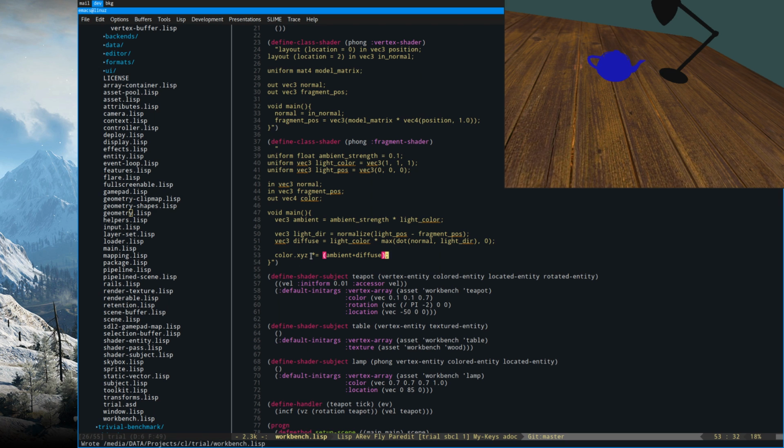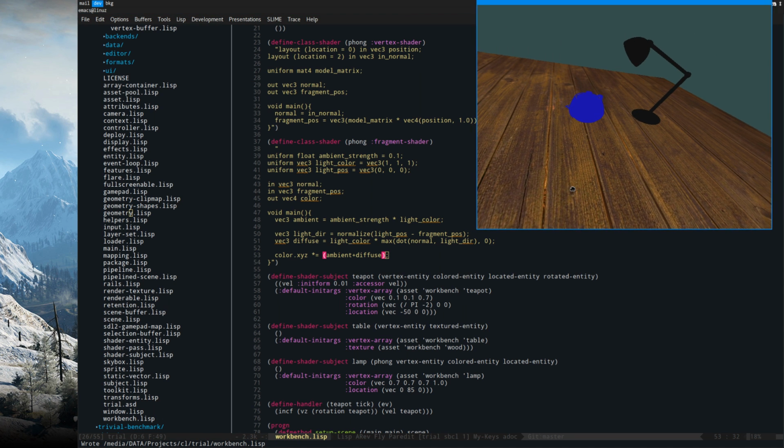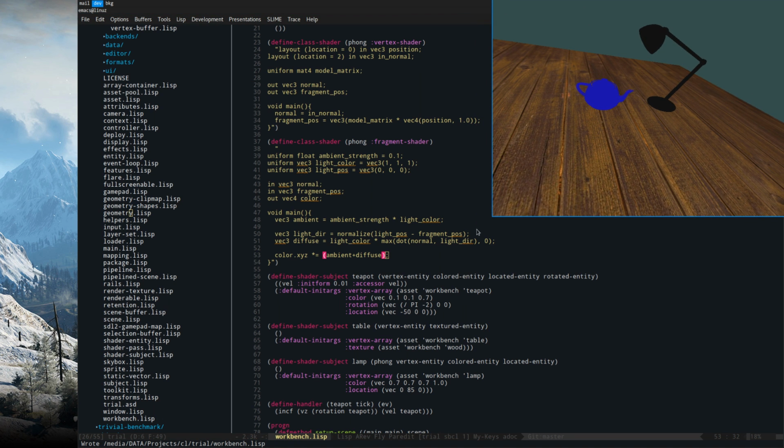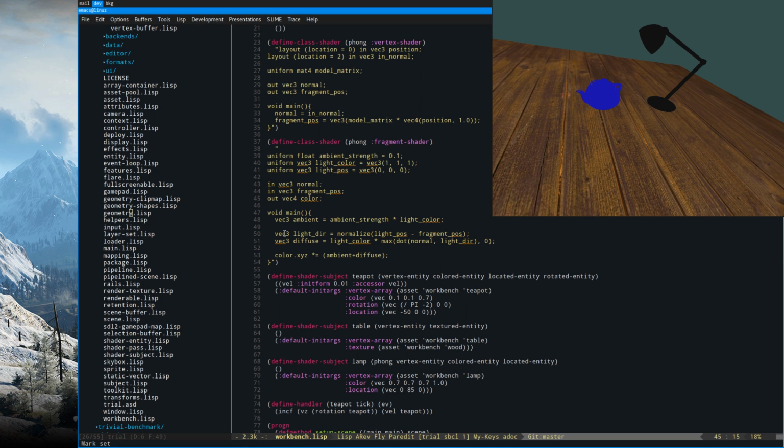The GLSL code is compiled by your GPU driver and run on the GPU, yes. So this is stuff that runs on your graphics card.